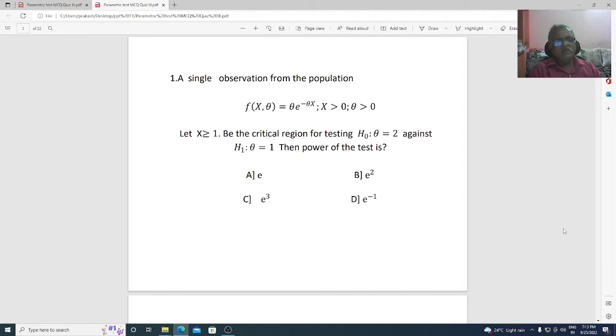Question 1. A single observation from the population f(x, θ) = θ e^(-θx). Let x ≥ 1 be a critical region for testing H0: θ = 2 against H1: θ = 1. Then the power of the test is: option A, e; option B, e²; option C, e³; option D, e^(-1). The correct option is option D, e^(-1).